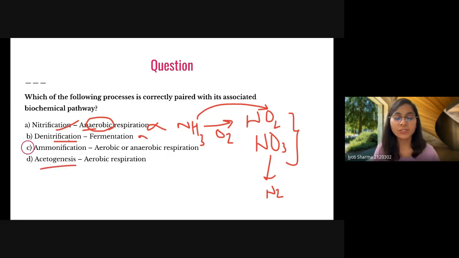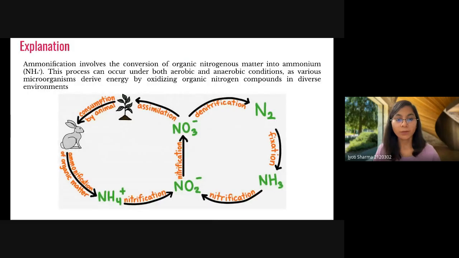And this acetogenesis happens if we do not have enough oxygen during the respiration, and that's why this statement is also not correct. So that's why C is the only right answer that we have among all options. So just see here, this is just to tell you what is happening in the nitrogen cycle.